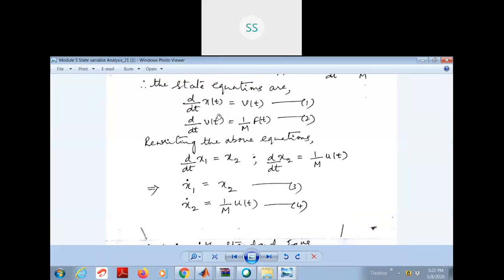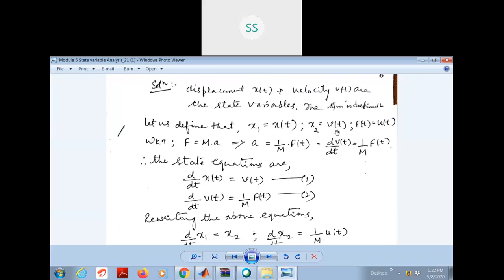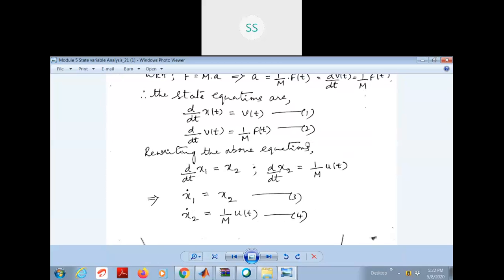So x of t is nothing but our first state variable. Equations 1 and 2 are still in the form of displacement and velocity only. We have not yet written them in state variable notation. So here x of t we have taken as x1. This was declared in the beginning itself: x1 equals x of t and x2 equals v of t. So now we will bring the x1 and x2 notation into equations 1 and 2, modifying them by substituting x of t as x1 and v of t as x2.